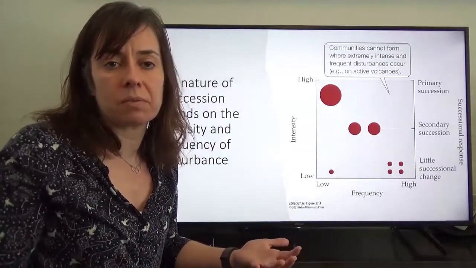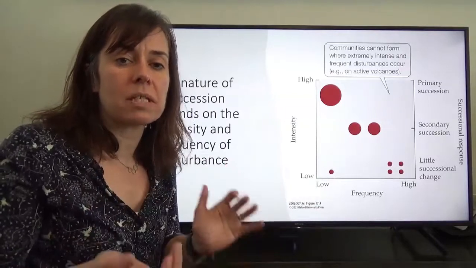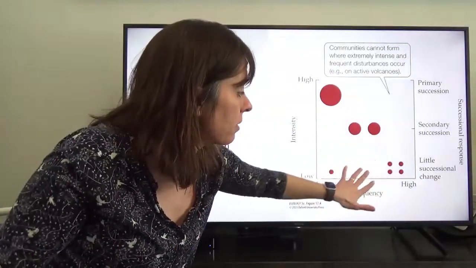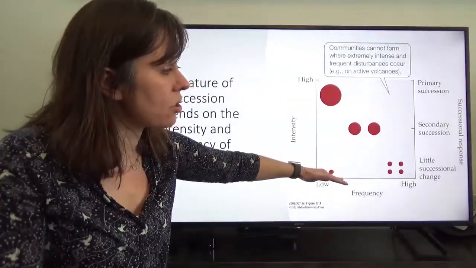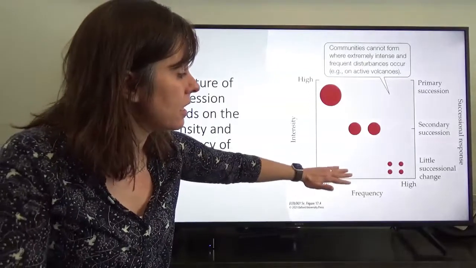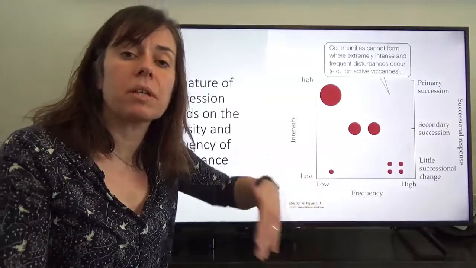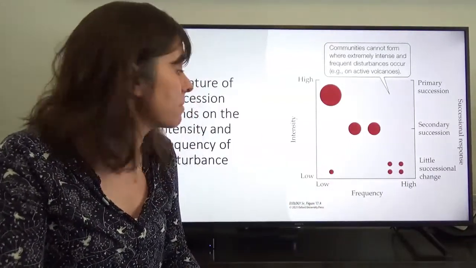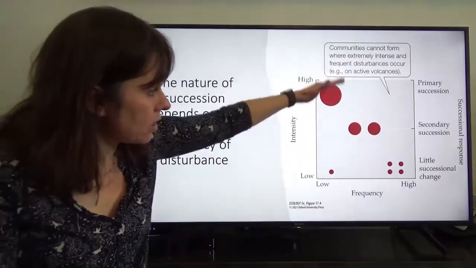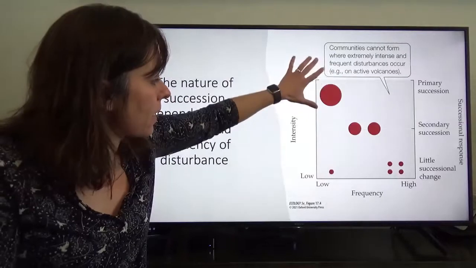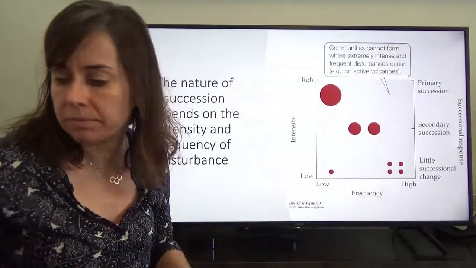The forest will look effectively the same, but you have these small scale, low intensity disturbances happening at moderate to high frequencies. Okay, and so very little in the way of successional change, but these low intensity, high frequency disturbance events can be really important for maintaining biodiversity in many systems. Okay, so we've got different types of successional change that are associated with the nature of the disturbance, both the intensity and the frequency.